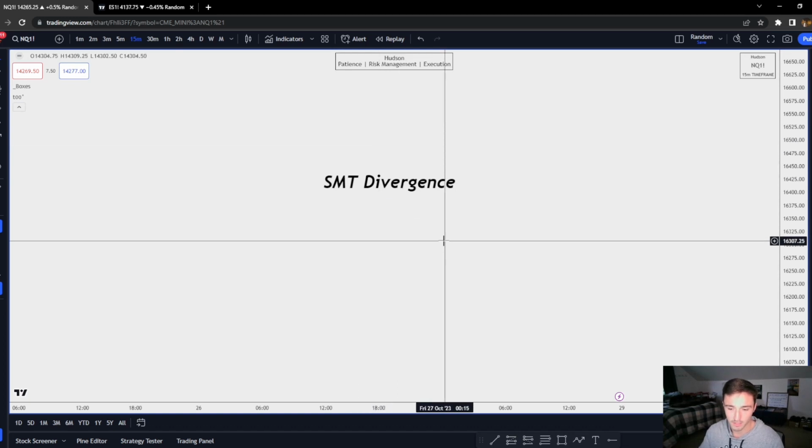So in Forex, it'd be like EU and GU. Those two are correlated pairs, anything against the dollar. So those two would be SMT divergence if one breaks a high and the other one doesn't, and vice versa.